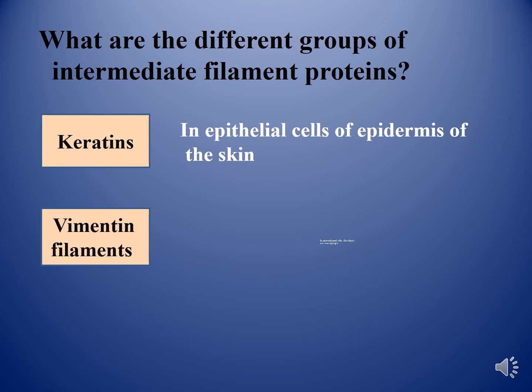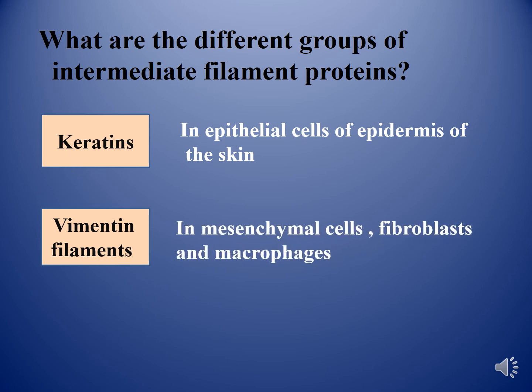Vimentin filaments, which are found in mesenchymal cells, fibroblasts, macrophages, which are types of connective tissue cells.